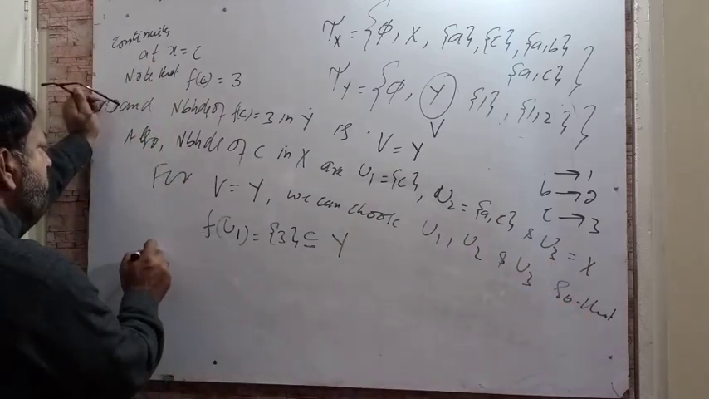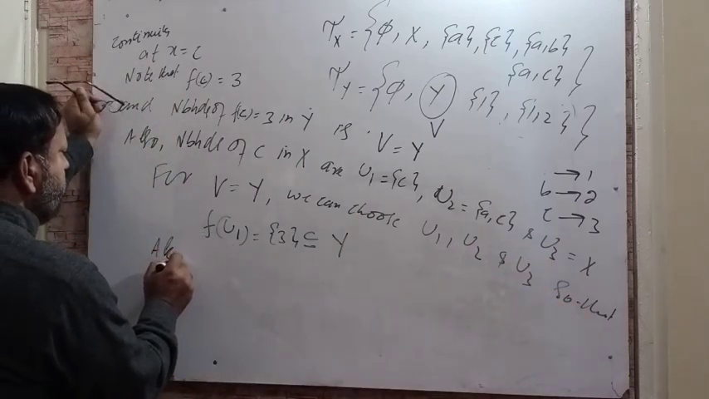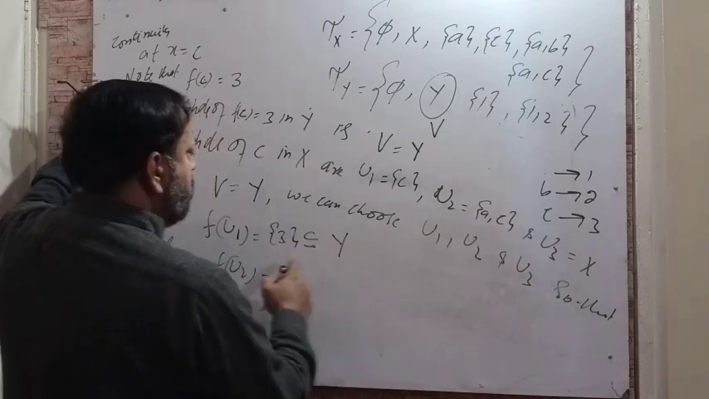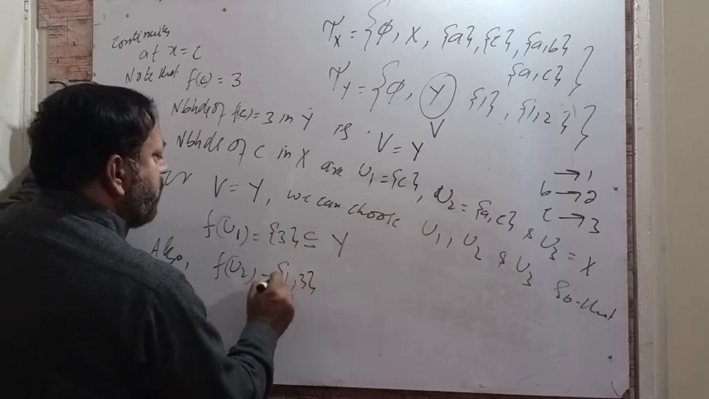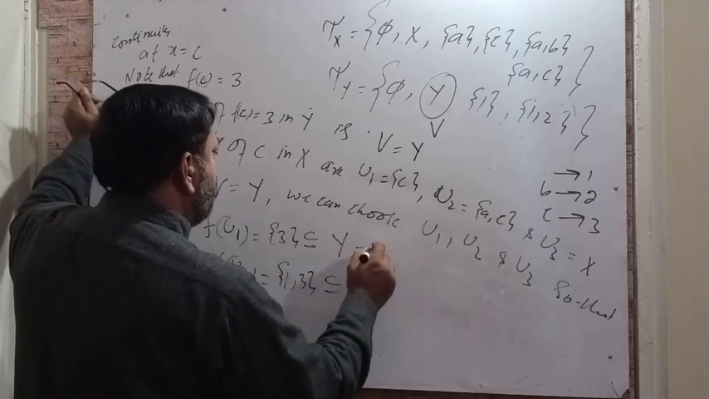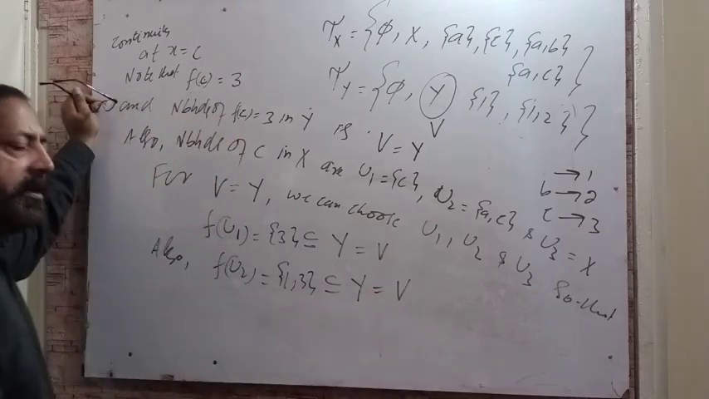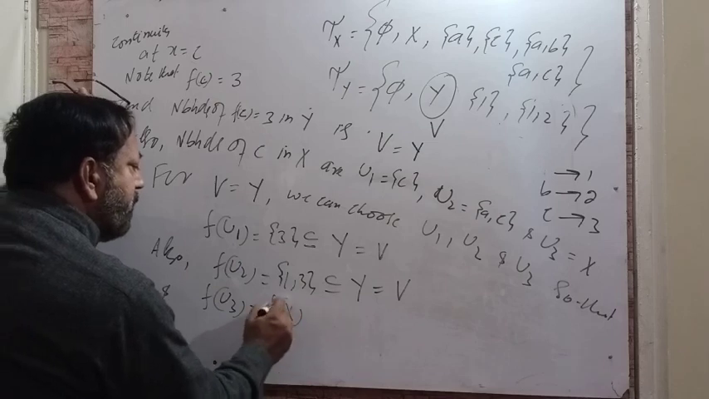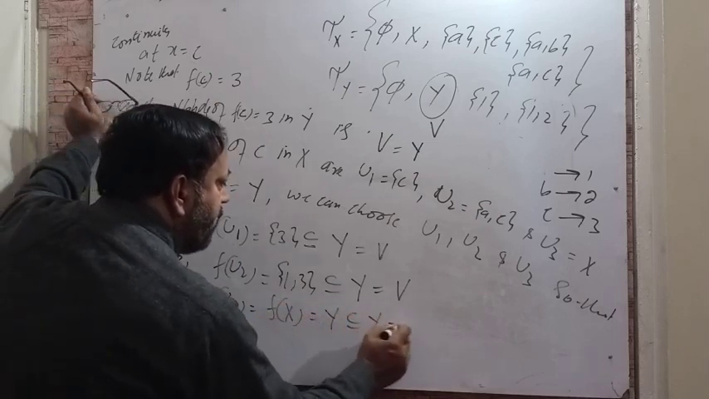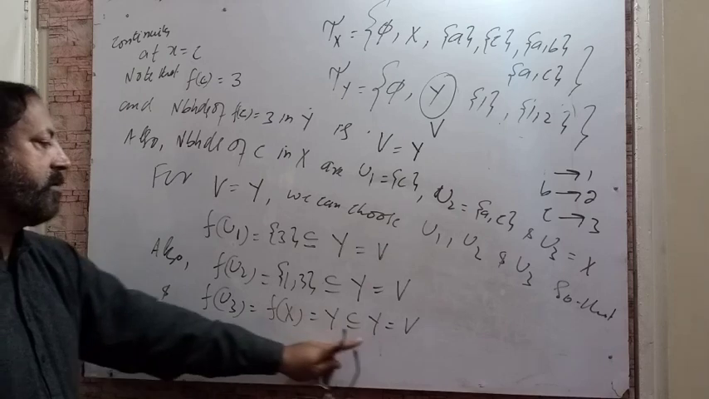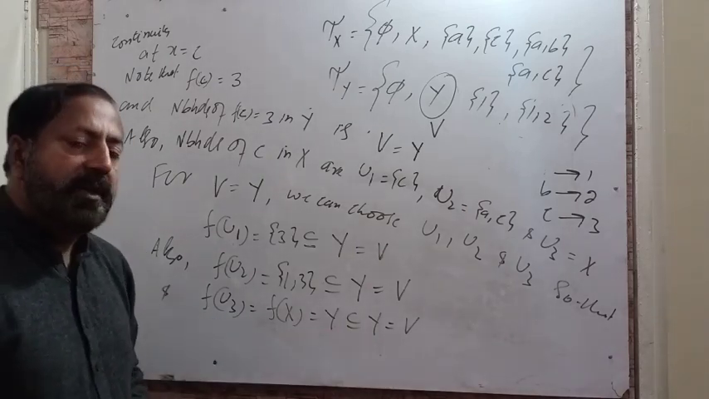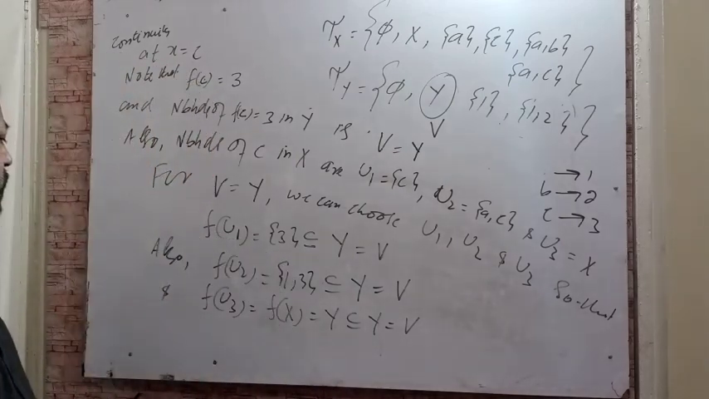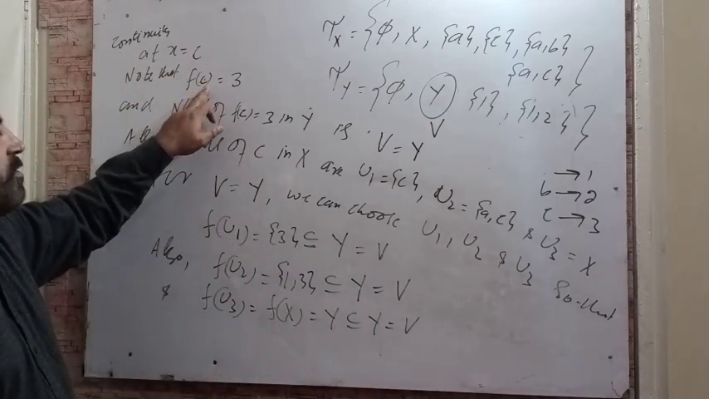So here also, f of u2, what is u2? So u2 is AC. So here this will be 1, 3. This is also a subset of y, which was your v, and f of u3, which is f of x, which is y, which is a subset of y, which is equal to v. So f of u3 also satisfies the definition. Hence, this function is continuous at x is equal to c.